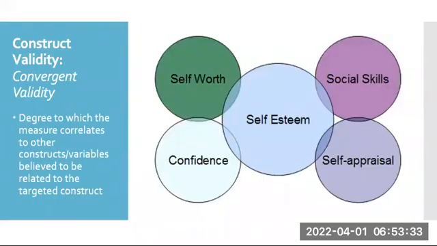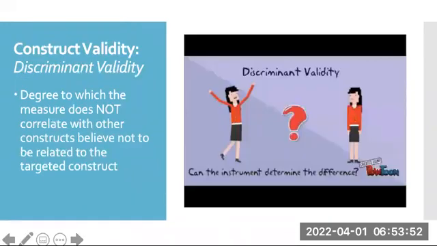So convergent validity is the degree to which the measure correlates to other constructs or variables believed to be related to the targeted construct. So in this case, self-esteem is related to self-worth, confidence, social skills, and self-appraisal.